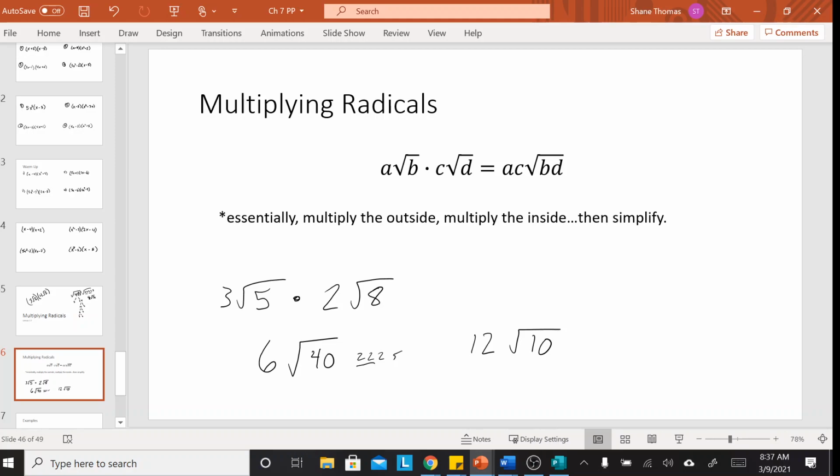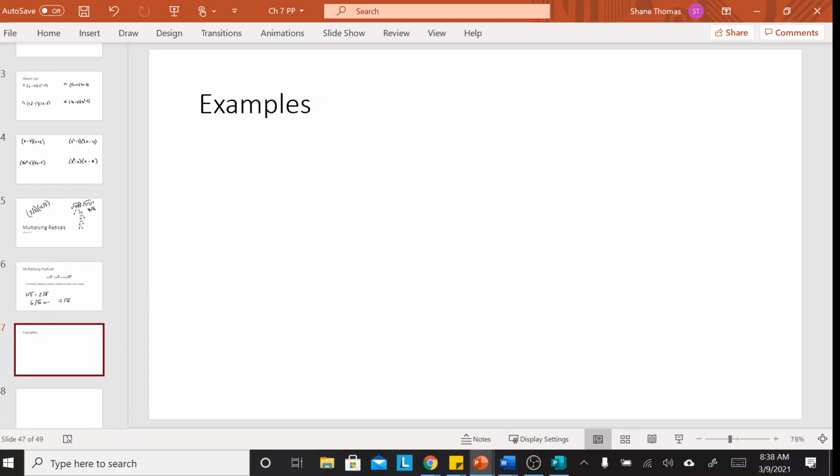Anything else I can do there? Nope, there's nothing else to bring out. It's just a 2 and a 5 on the inside. And I simplified out front. Okay? So that last step really didn't change anything from before, did it? Now, this is what we did last week. This is the only new part. Multiply the outsides, multiply the insides. Easy enough? Okay, let's look at some more here.